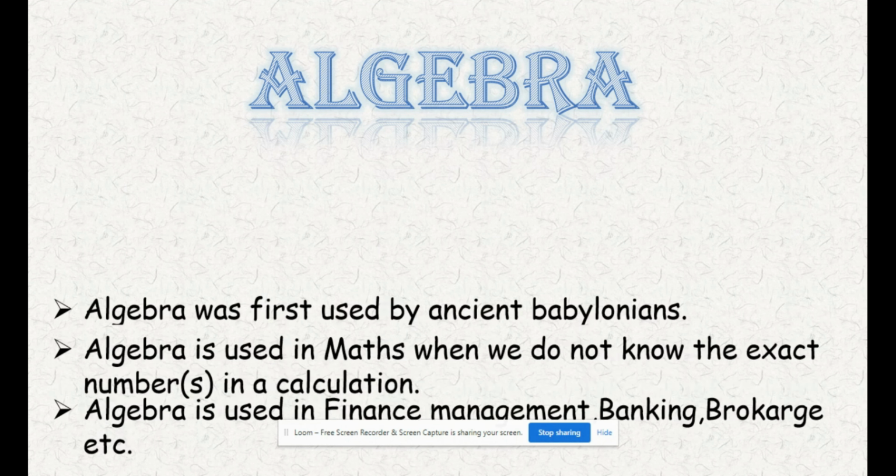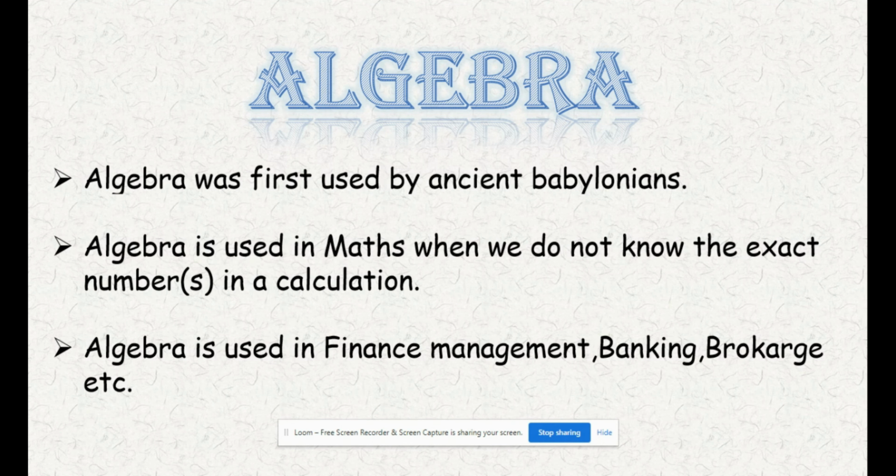Today I am going to teach you about the basic topic in IIT. Today I am going to start with algebra. Algebra was first used by the ancient Babylonians. Algebra is used in maths when we don't know the exact or correct value of a number in the calculation. It may be any value: x, y, z.